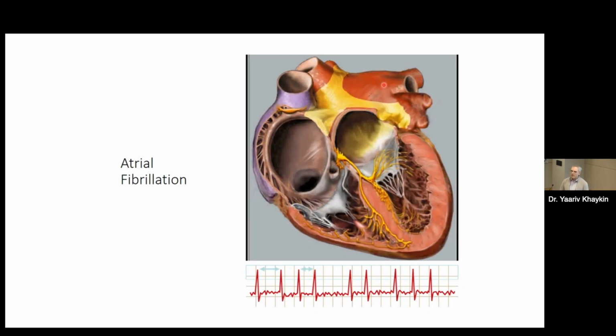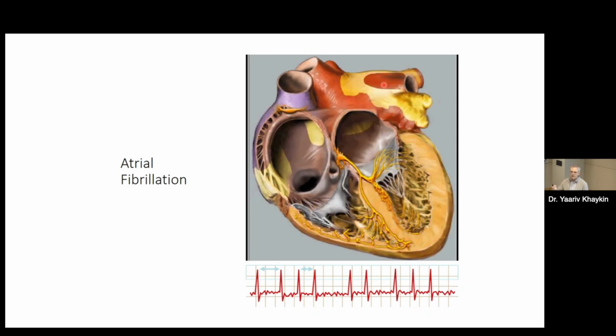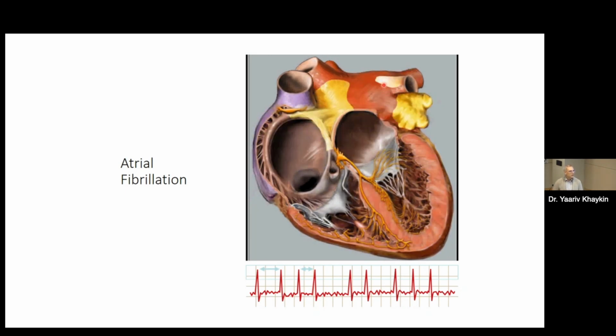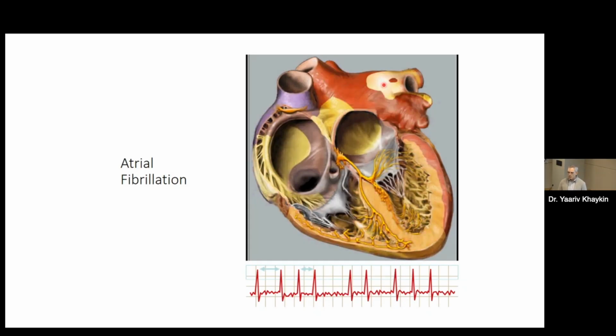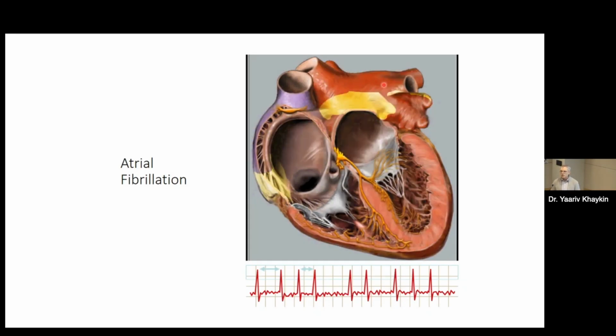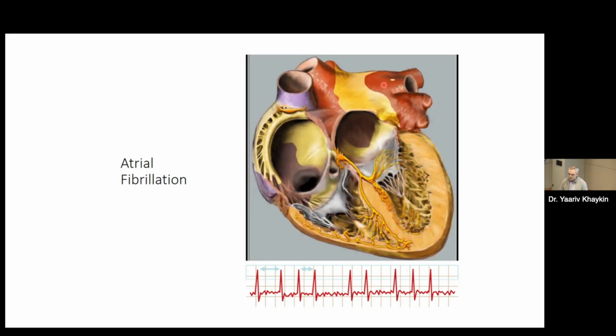And I tell patients, it's like somebody throwing matches towards a can of gasoline. When you have one of these beats come out, it can throw the rest of the heart into this rapid, irregular rhythm of atrial fibrillation, where the upper chambers start going at 300, 400, 500 times a minute.